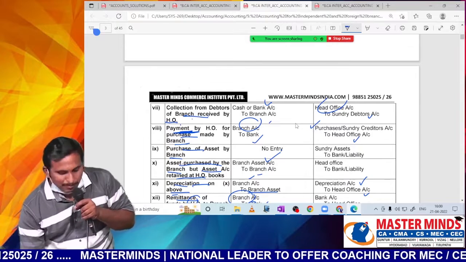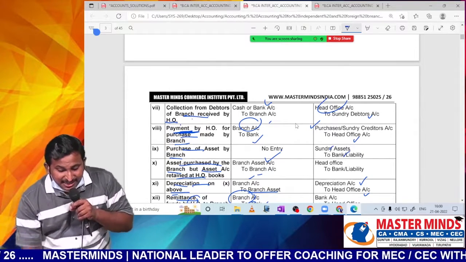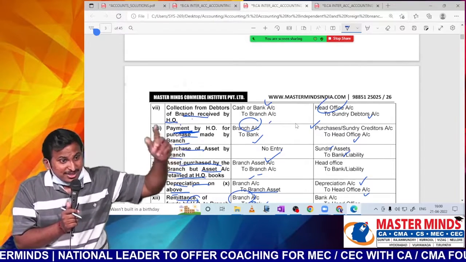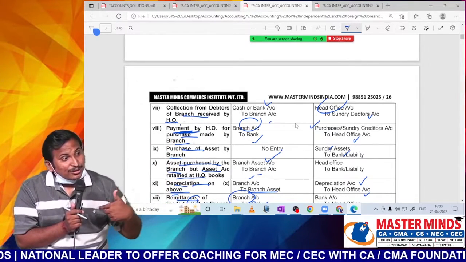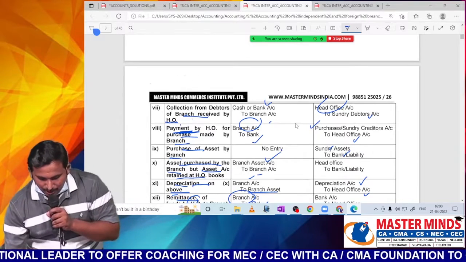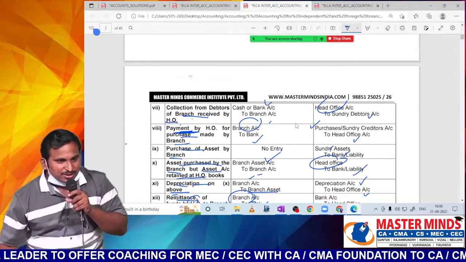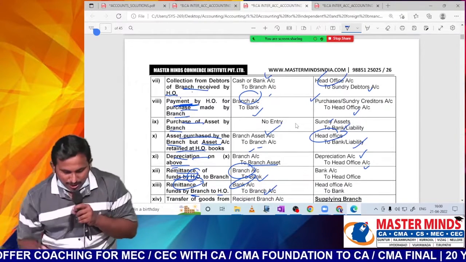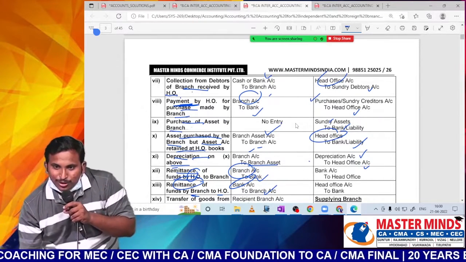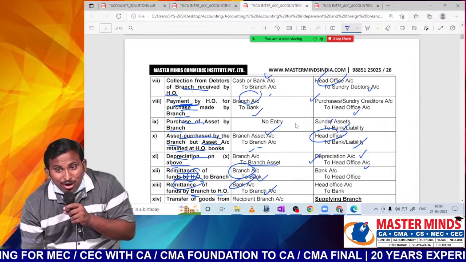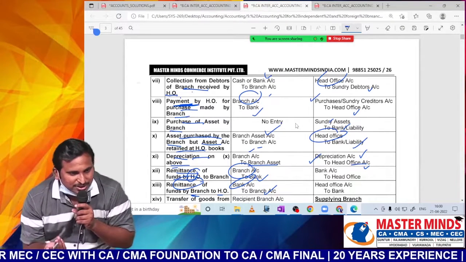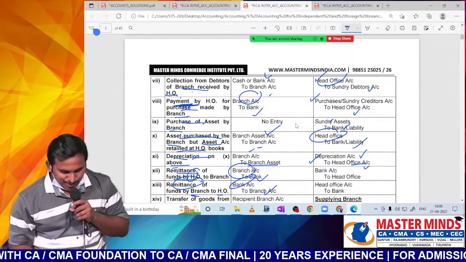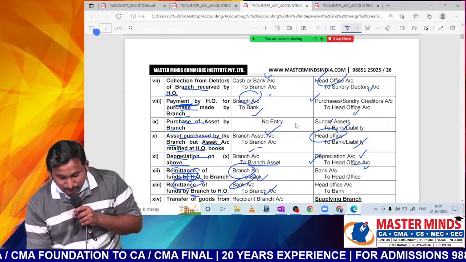Purchase of asset by branch, asset account debit to bank. Asset purchased by branch, but asset account retained in head office. If the asset account is retained in head office, what is related to us? Only the payment. So we'll record bank, balance to head office, because the asset account is retained in head office. We'll simply record the payment only. Now, depreciation: we have to record depreciation, but the asset is not with us, so the other aspect to head office. Whatever we know, you write it, sir. The other one simply transfer to head office account.